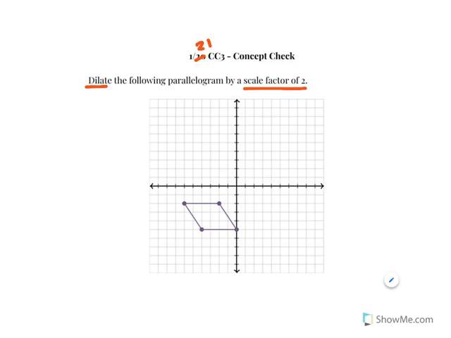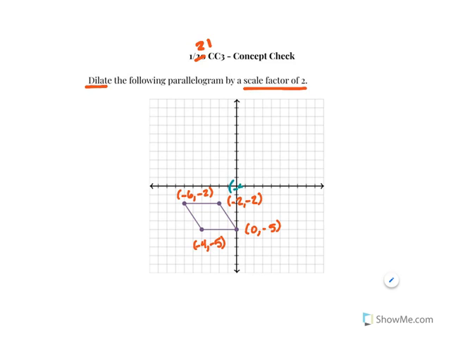Okay, so the first thing you should have done is written down your original points. So this one would be -2, -2, 0, -5, -1, 2, 3, 4, 5, 6, -2, -1, 2, 3, 4, -5. So you should have written down those original points, and then it says dilate by a scale factor of 2, so that means we're going to multiply all of those by 2.